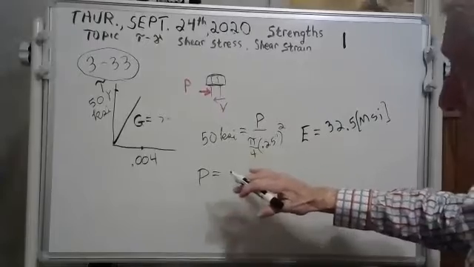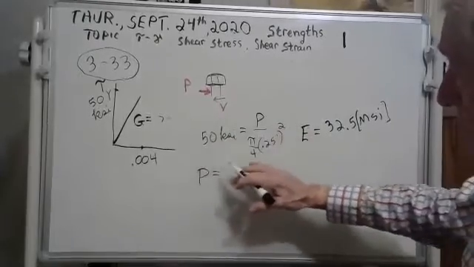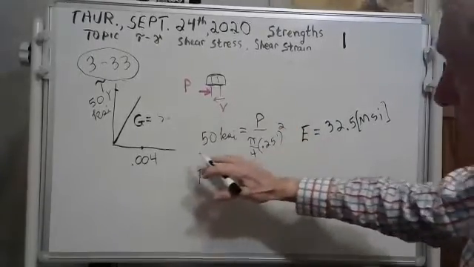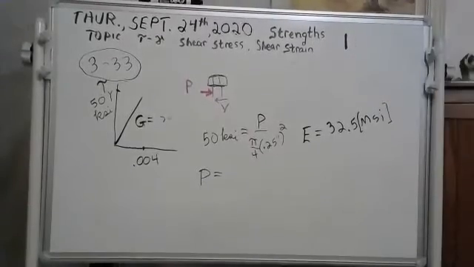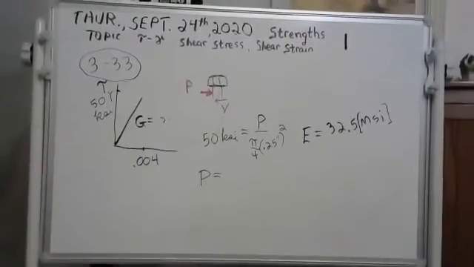You do it. Why should I have all the fun? Here's an equation with only one unknown. I'll give you a minute. I want you to find that force that will cause the yielding.